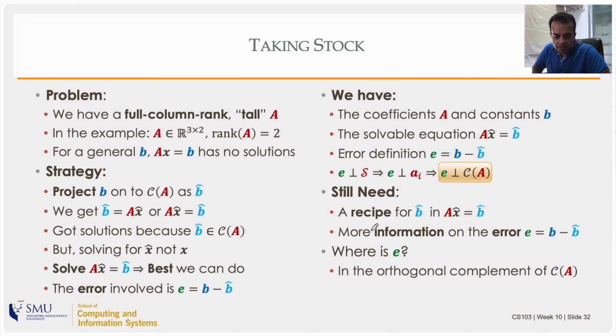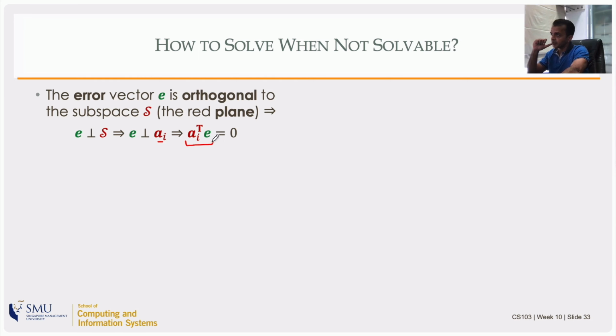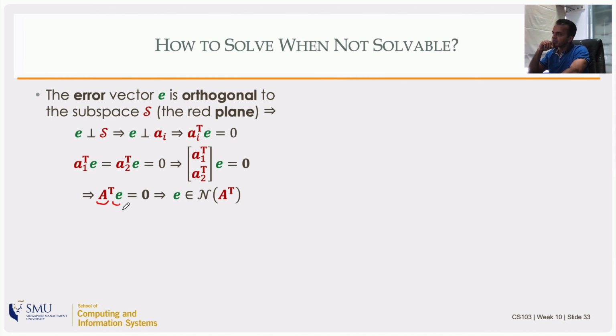Now, how do you solve the system of linear equations when it is actually not solvable? We say that the error vector is orthogonal to the subspace, the red plane. What that means is that the error vector is orthogonal to each one of the basis vectors. It is orthogonal to a_i. That means a_i transpose E is equal to 0. That is the definition of orthogonality. Error vector is orthogonal to each one of the basis vectors. So you have the vectors transposed as rows, and then you have the error vector, and that says something like A transpose and error vector multiplied will give you the 0 vector.